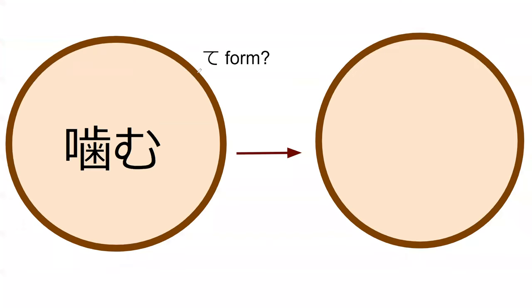What is the te-form of this guy right here, which is to bite? So kamu is to bite. To make it a te-form is kamunde? Shouldn't we erase something for te-form? It would just be kande. Delete that mu. Mu should not be in there. Kande.